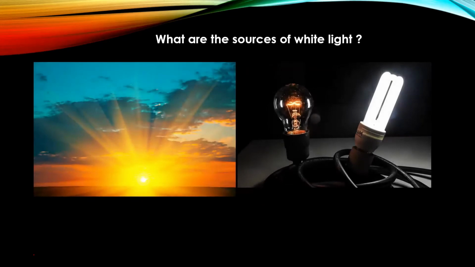Right, we can see each and everything in the world, right? So what is the source of this white light? The source of white light is basically sunlight. Whatever light is coming from the sun is basically white light. Then also your bulb, right? Tube lights, LEDs, all these sources of light which emit light of this particular wavelength, all these are sources of white light.